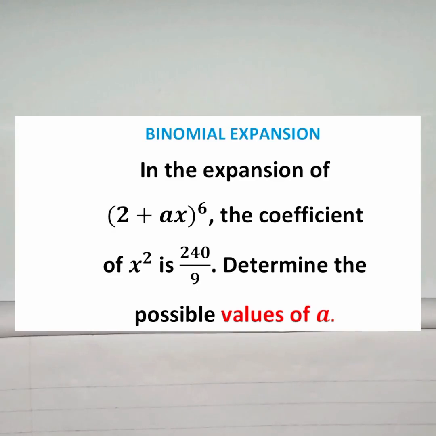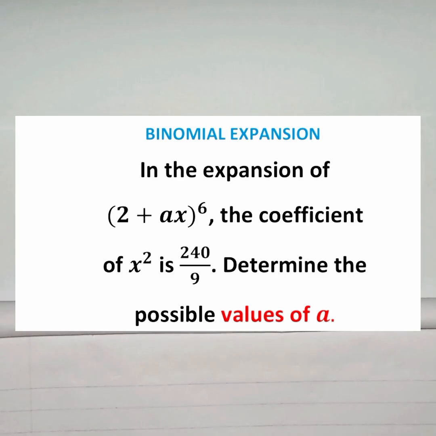The question for today reads: in the expansion of (2 + ax)^6, the coefficient of x squared is 240 divided by 9. Now determine the possible values of a.